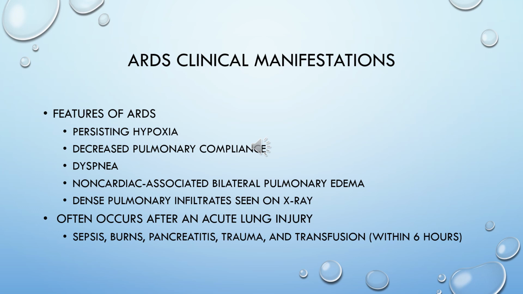Some of the key features are things like persistent hypoxia, and this is regardless of your efforts to give oxygen therapy, you're just not able to pull them out of the hypoxia. You have decreased pulmonary compliance, which, if you think back to the previous slide, makes sense because I've already told you that we're having issues with the alveoli, we're having issues with the surfactant, and so they're not able to open and expand those lungs and they're filling with fluid.